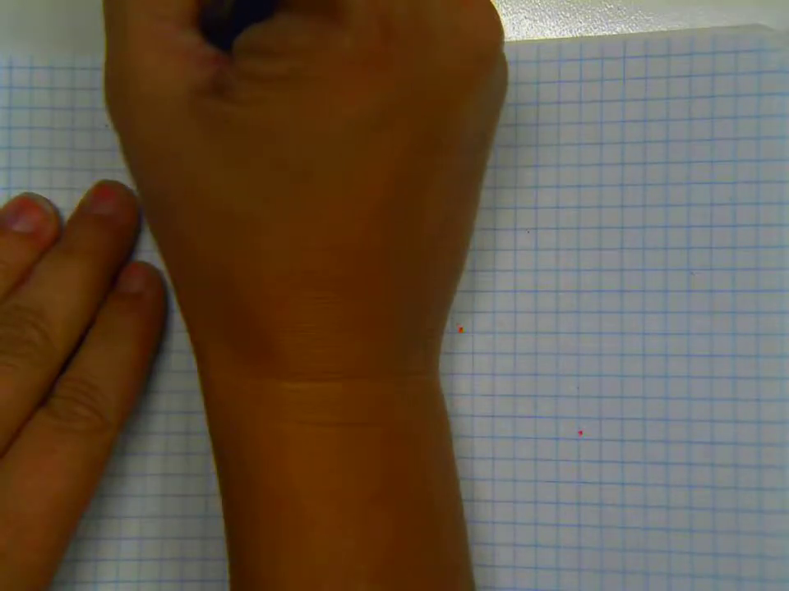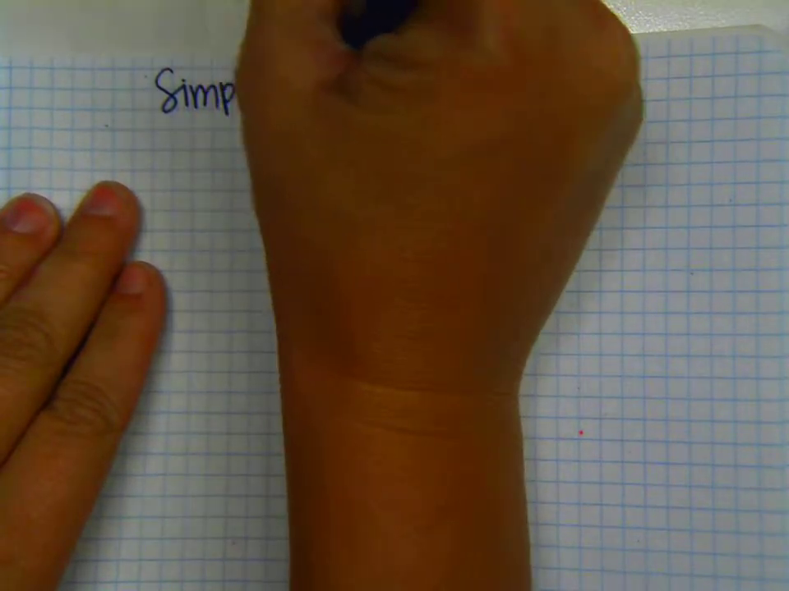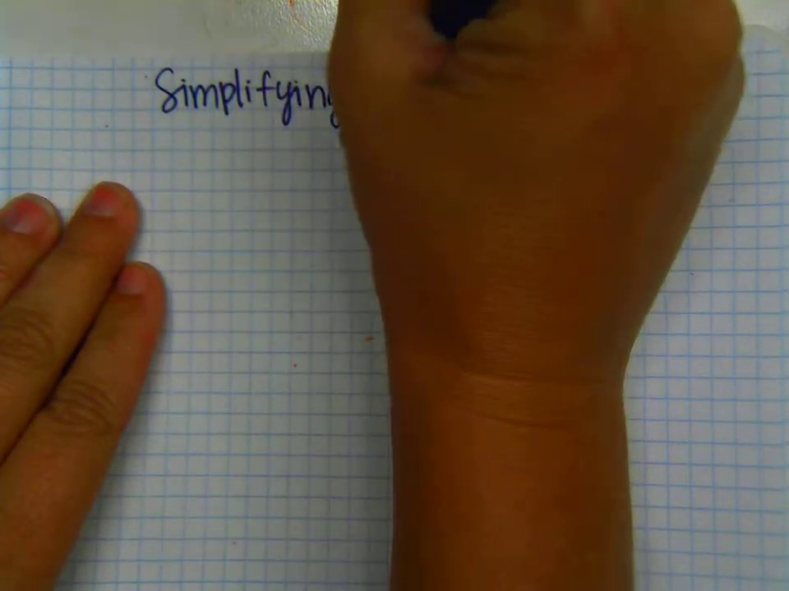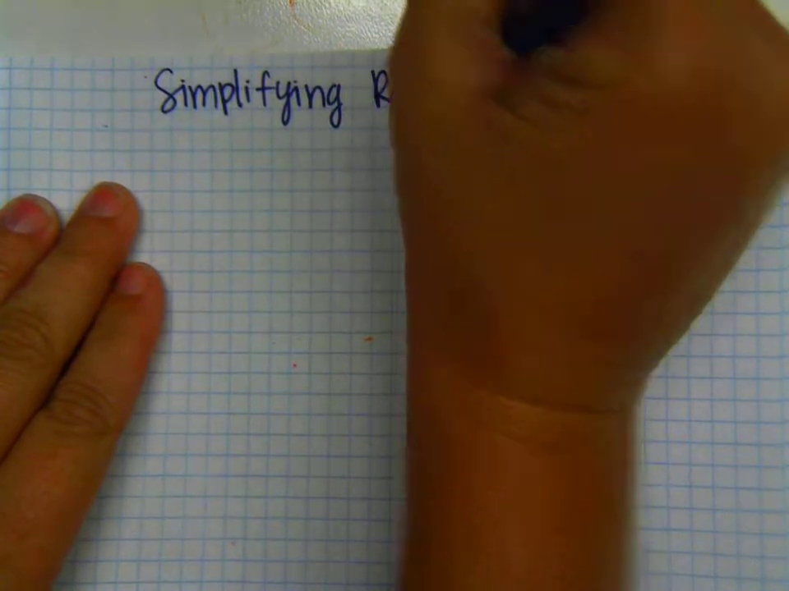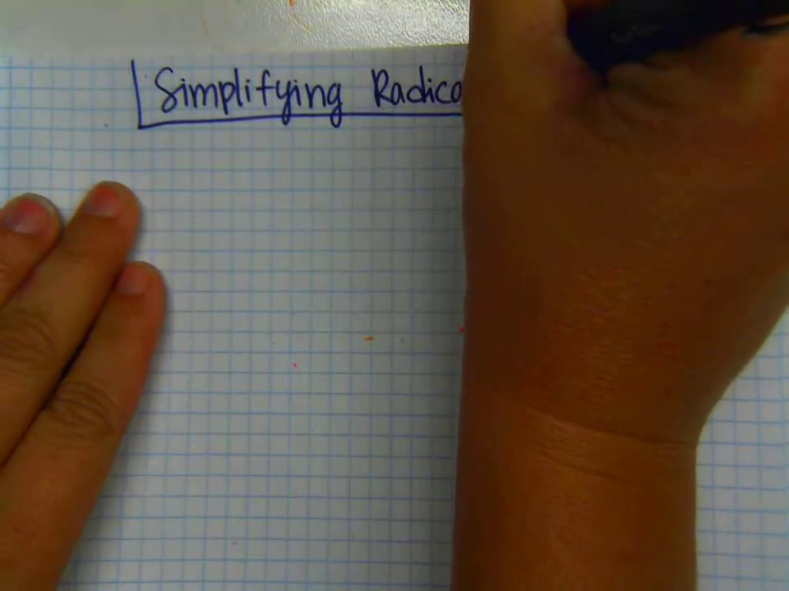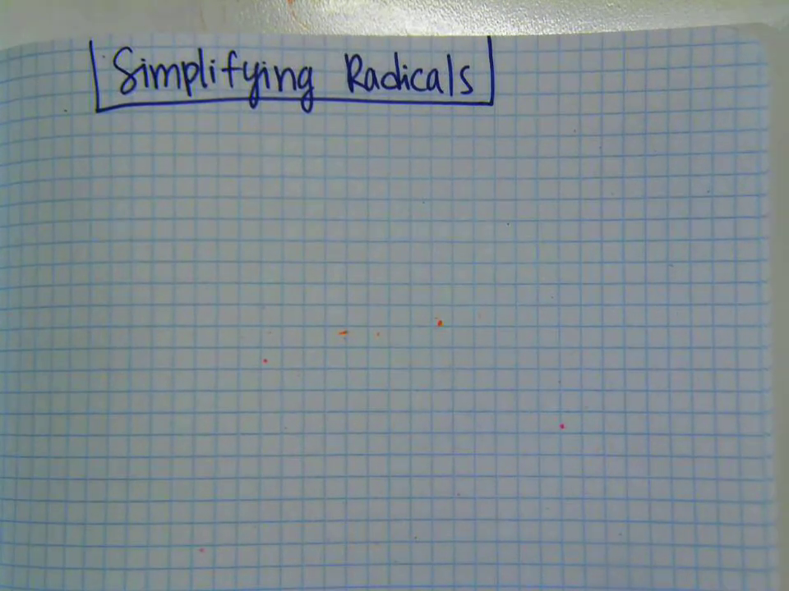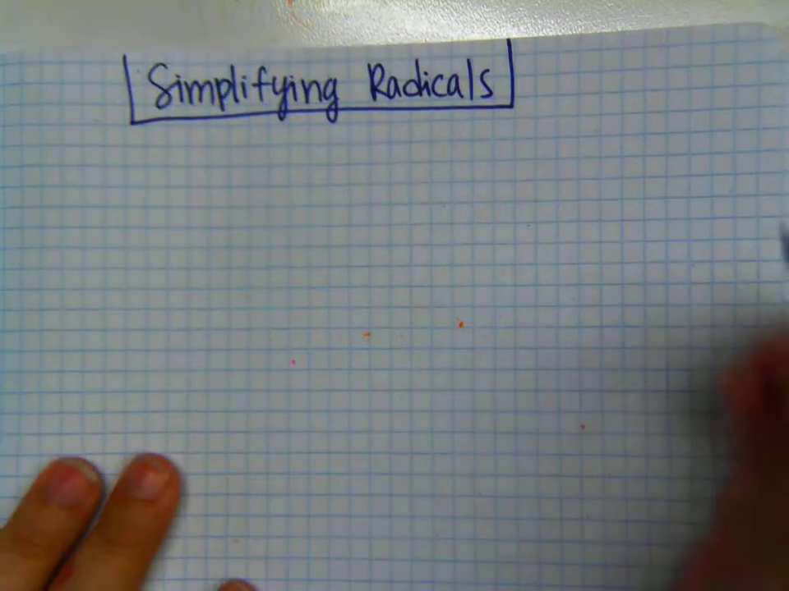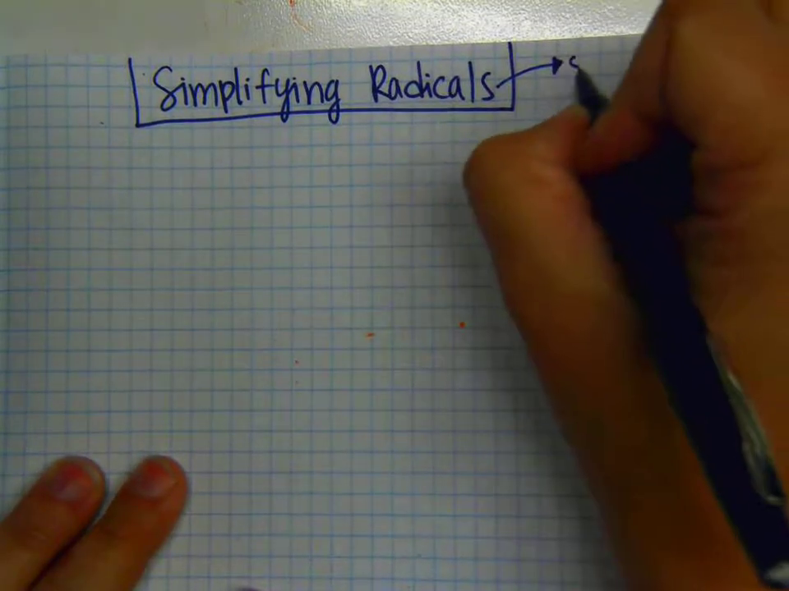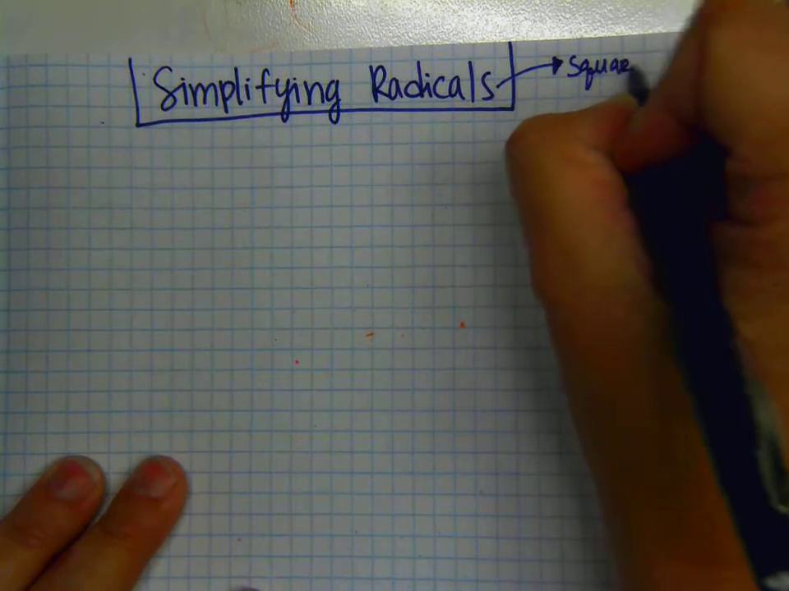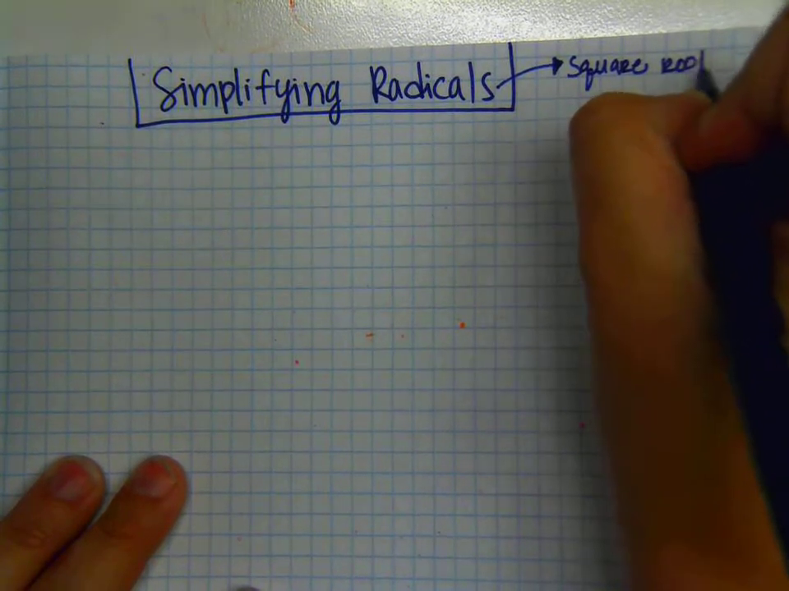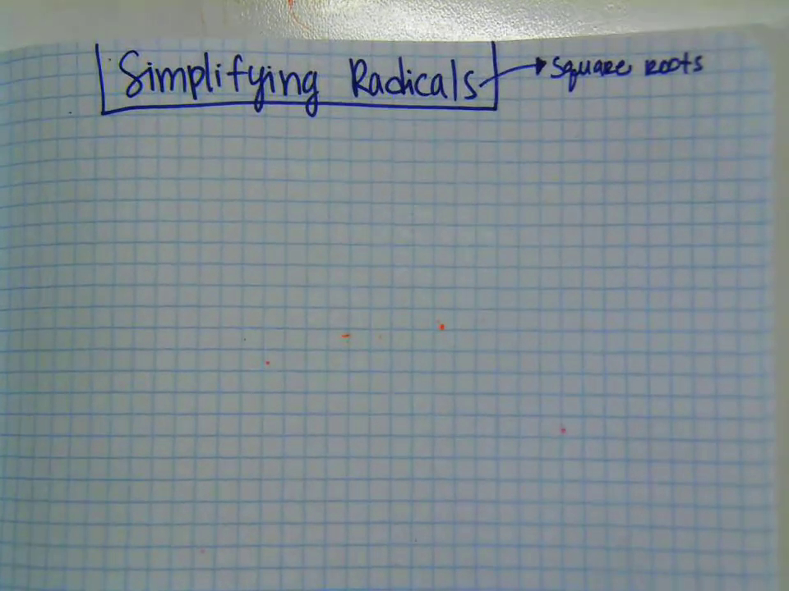Welcome back. Today's notes are going to be on simplifying radicals. This is going to be on page 39. So, radical. Well, another word for it is square root. So we are just simplifying square roots, which we call radicals.